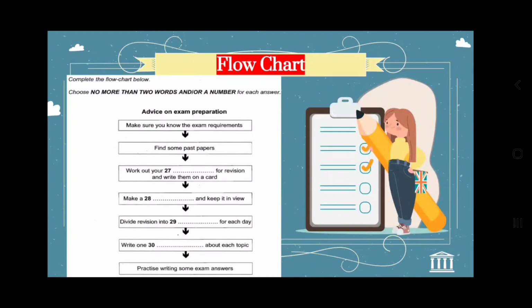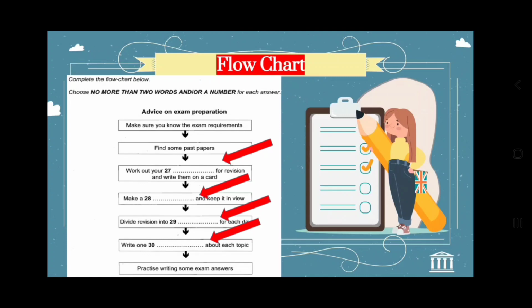Let's do one example together. It says no more than two words and or a number, and then we read the title, advice on exam preparation, so you might already know about it. Let's look at that. Make sure you know the exam requirements, find some past papers. Look at 27, work out your what, your reviews, your outlines, something. You need a noun, which should be something like for revision, and write them. So it might be outline, might be reviews. Not reviews, it wouldn't sound good because it says revision.